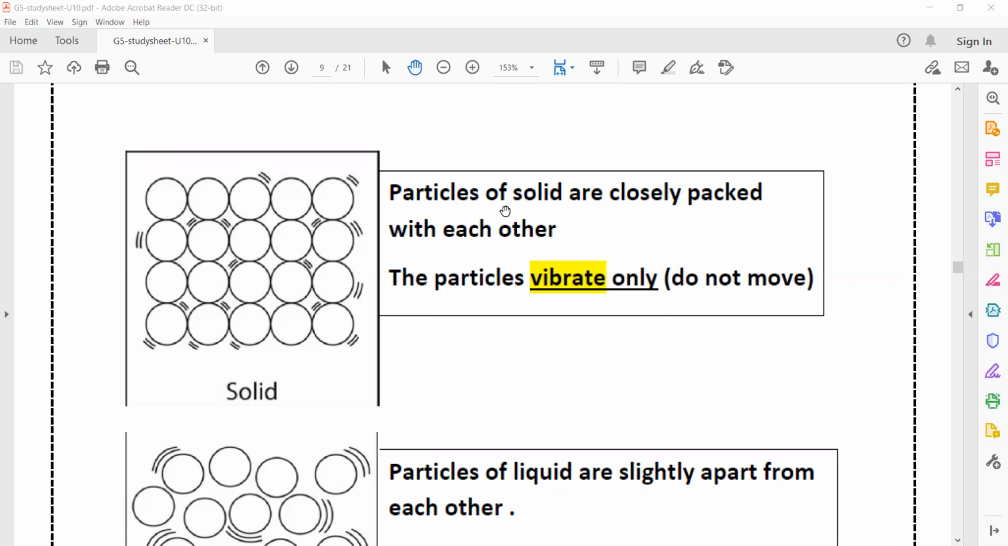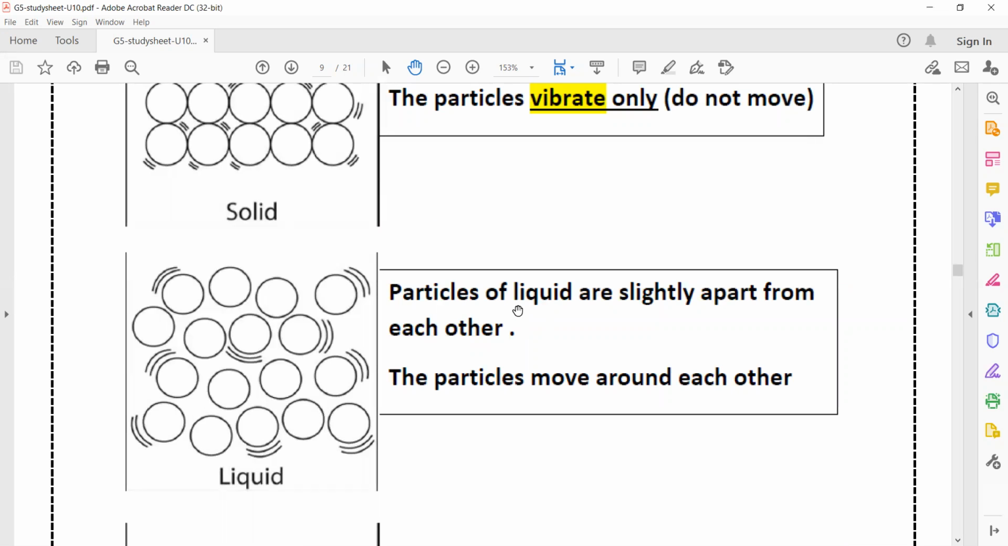The particles of solid are closely packed with each other, like this shape, and their arrangement is regular, like this one. The particles only vibrate, or they move in the same place. They do not move from one place to another place. Just the particles in the solid state vibrate around their place.